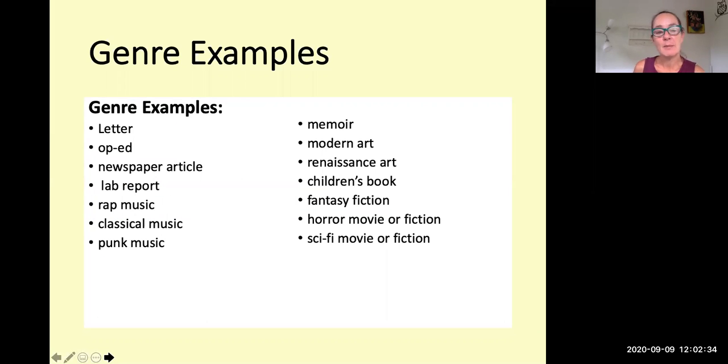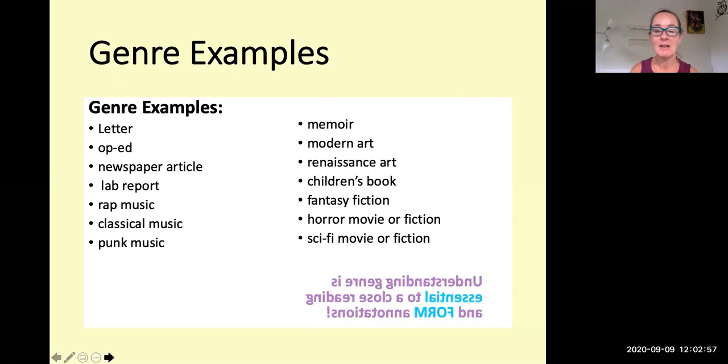So here are some genre examples: letters, op-ed, newspaper articles, lab reports, rap music, classical music, punk music, memoir, modern art, Renaissance art, a children's book, fantasy fiction, horror movie or fiction, science fiction movie or fiction. Are you getting this? Genres are almost unlimited. You could think of hundreds off the top of your head. We could have a contest to see who named the most.